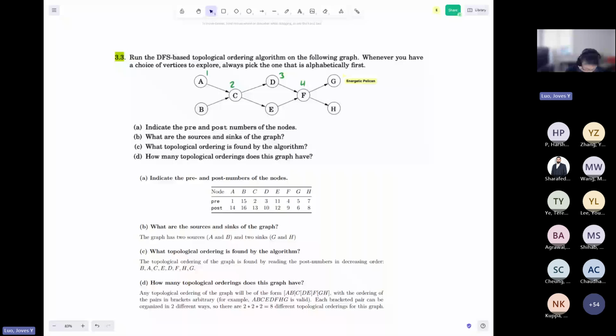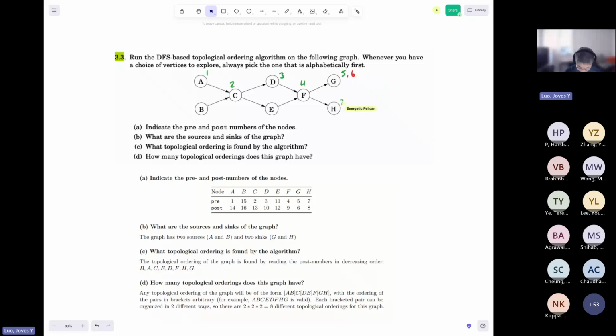G has no vertex that follows it, so it's a sink vertex. At that point, we can put our post number into it immediately. So the post number here is 6. We go back to F. F has a second vertex that it can visit, right? So we go to H, and H is now 7.